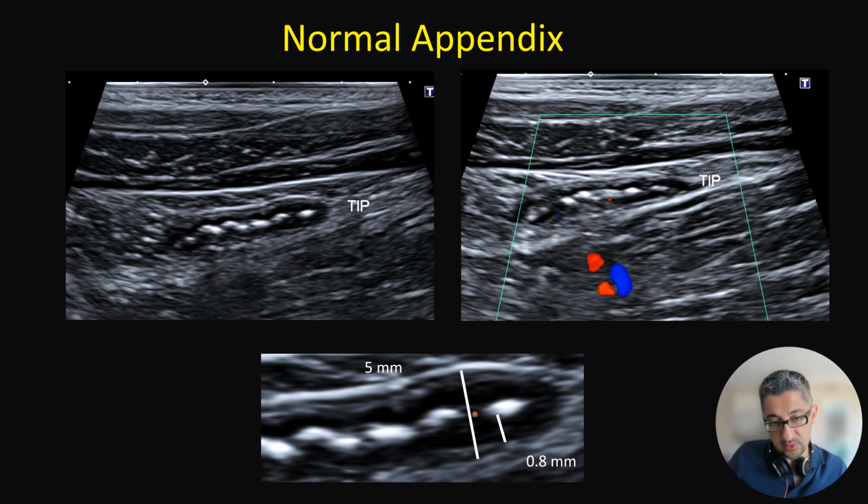So there are two hypoechoic layers in the appendix. One is the lamina propria, the other one is the muscularis propria. So we need to measure from the outer part of the muscularis propria to the outer part of the muscularis propria on the other side. So this is a normal measurement. Most likely this one is corresponding to serosa, but we are not including that.